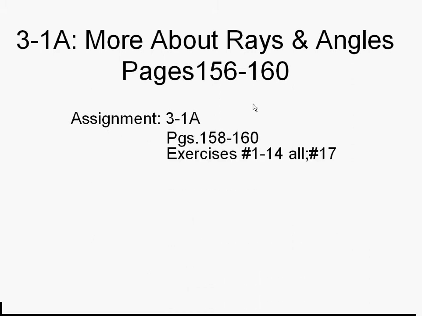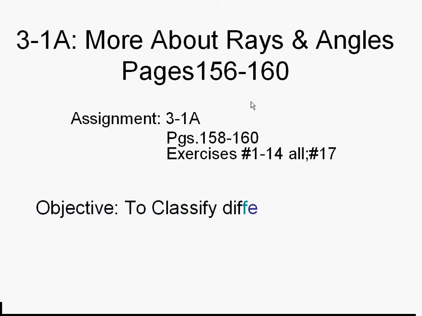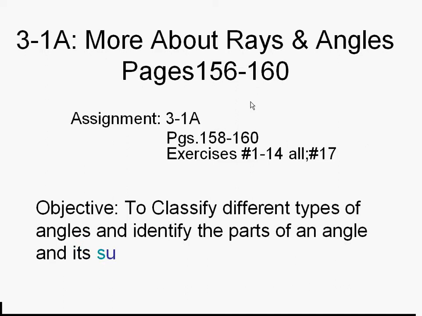Okay, today we're looking at 3-1A, more about rays and angles, which you're going to find on pages 156 to 160. Our assignment today is going to be 3-1A, pages 158 to 160, exercises 1 through 14 all, and problem number 17. Our objective today is to classify different types of angles and identify the parts of an angle and its surrounding environment.